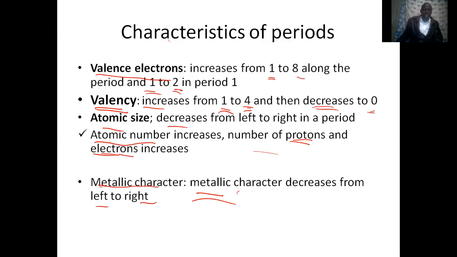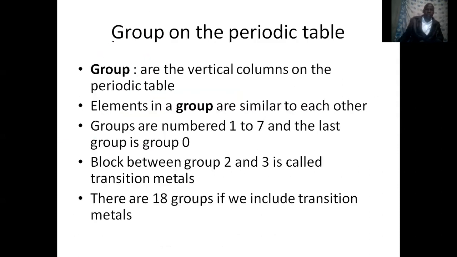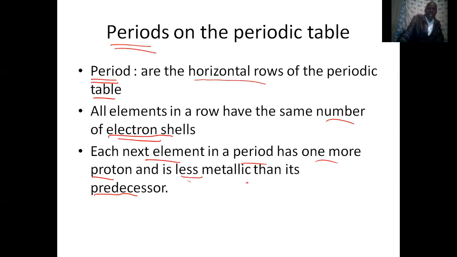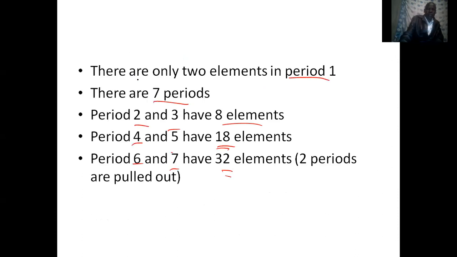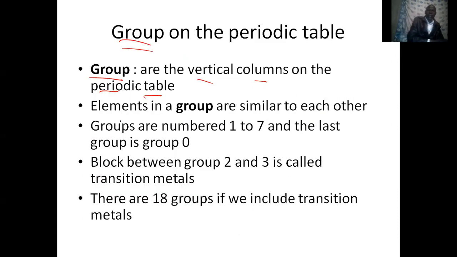Now, if we also look at the group. What's a group? A group is a vertical column on the periodic table, meaning that you are looking at the characteristics of elements in the vertical line, as we indicated. We said we had 8 groups here, if we don't include the transition metals. And so elements in a group will have similar properties here.